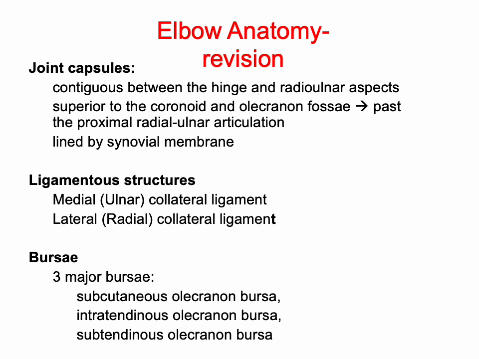So joint capsules are contiguous between the hinge and radioulnar aspects of the joint, so from superior to the coronoid and olecranon fossae to past the proximal radioulnar articulation, and is synovial, as we've mentioned. There are medial and lateral collateral ligaments and three major bursae, the subcutaneous, intratendinous, and subtendinous olecranon bursae.